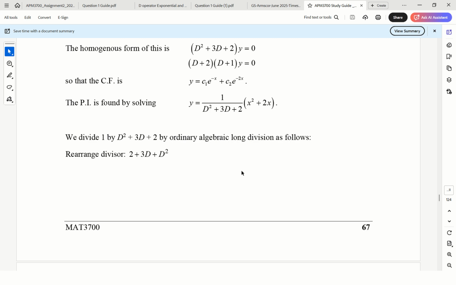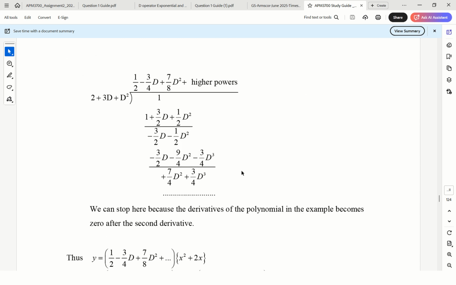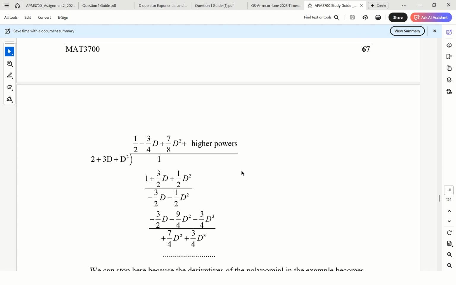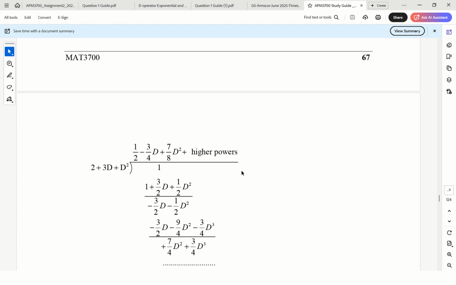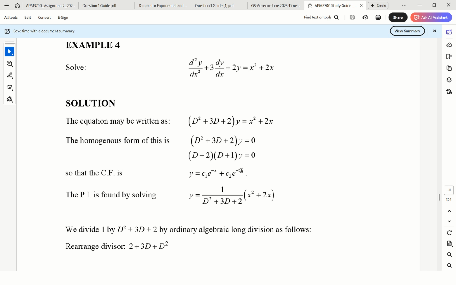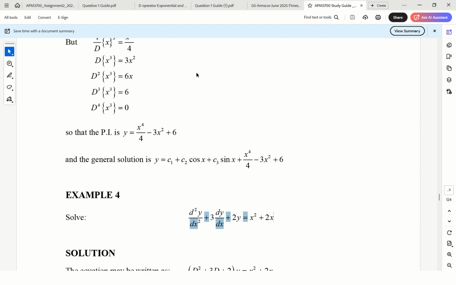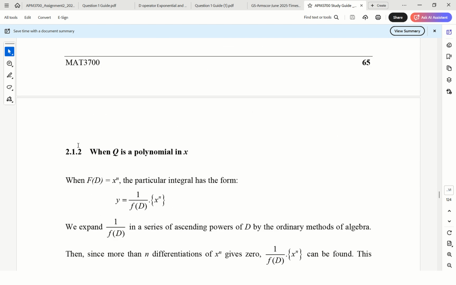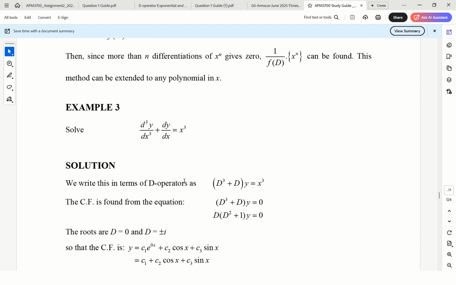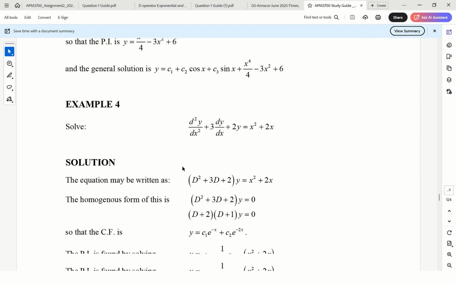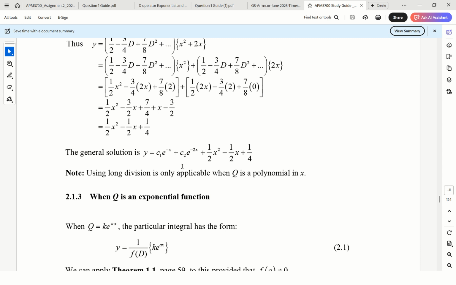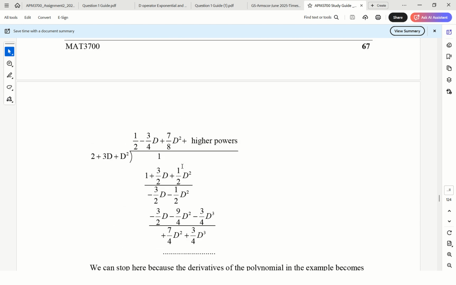So I'll try to get that for you guys. Oh, there we go. Just talking about it, there it is. If you want to use long division, you can. It's example 4. Example 4 uses long division because here you've got a polynomial. It's still under the same section, 2.1.2, where q is a polynomial of x. It doesn't matter what it is. So they've decided to use the long division method.